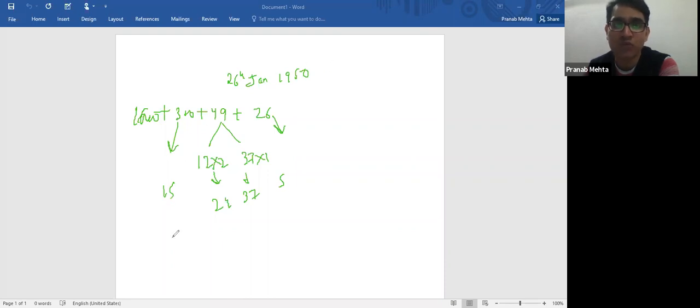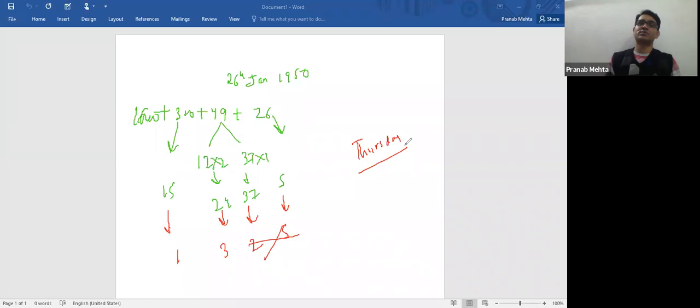Now 15 days means 7 into 2 is 14. Remainder is 1. 7 into 3 is 21, remainder is 3. 7 into 5 is 35, remainder is 2. Another 5 days. 5 plus 2 is 7, removed once again. 3 plus 1 is 4. 4 means Thursday.